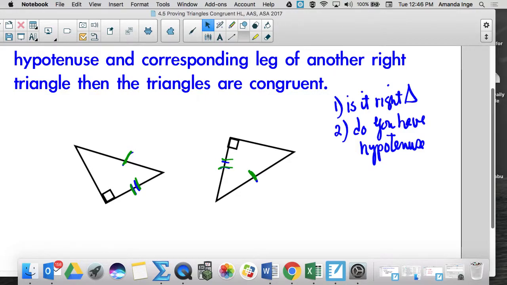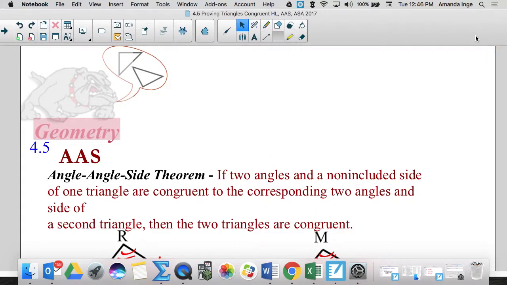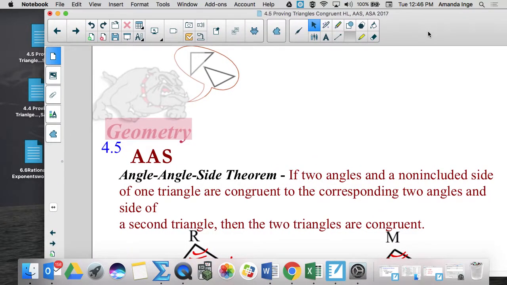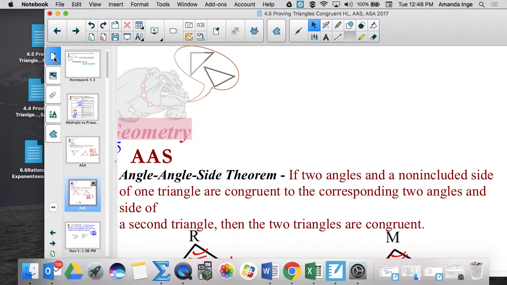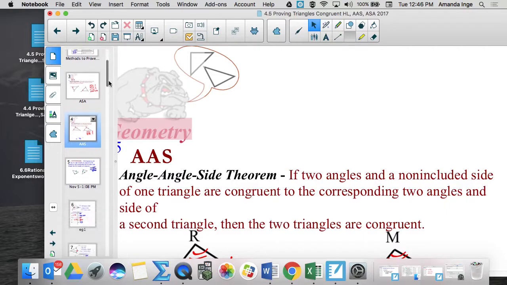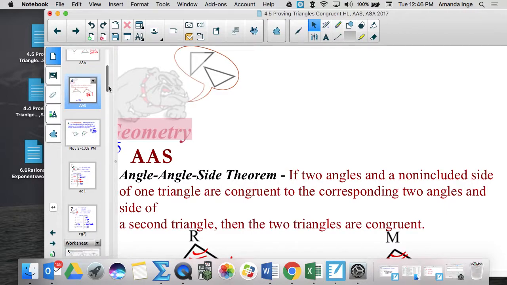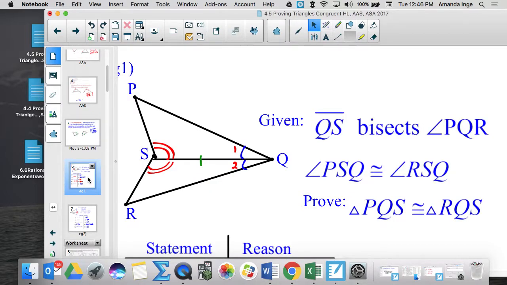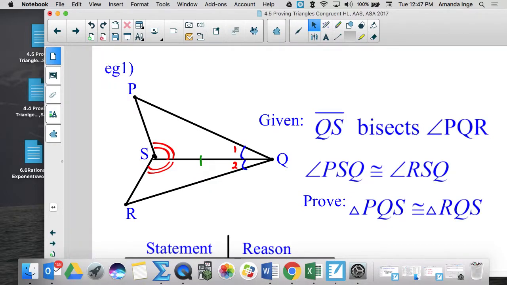If you don't have a right triangle, then you can't use hypotenuse leg. And if you don't have the hypotenuse, you can't use hypotenuse leg. And if you don't have a leg, you can't either. So pay close attention to what you have. All right. So I have a number of proofs, and so I'll wait till you can get this picture on your paper. It shouldn't take you but a minute.